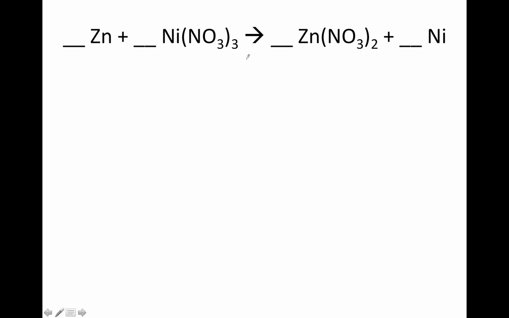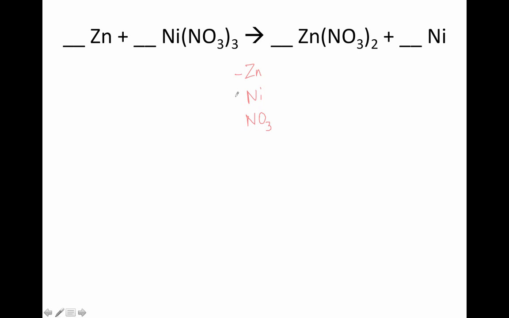So let's go ahead and see. We've got zinc. We've got nickel. And we've also got nitrogen and oxygen, but look, it's in nitrate form over here. And also on the right side, it is still nitrate. So it's a little shortcut that you can do when you have these polyatomic ions. You can list them as the polyatomic ion. Saves you a little bit of time, only if the polyatomic is intact on both sides.